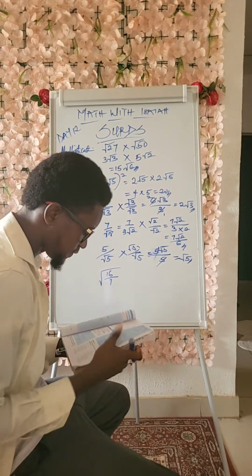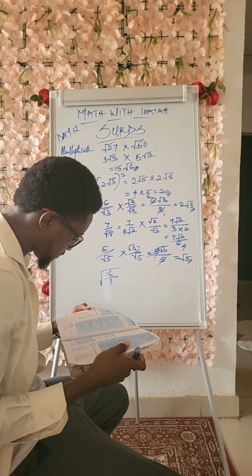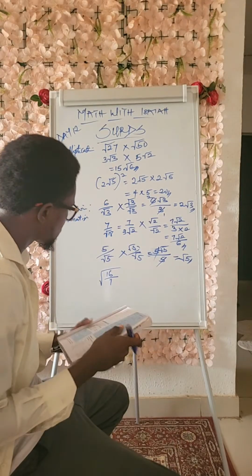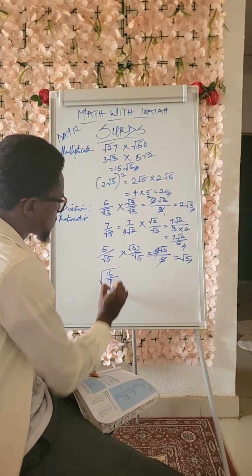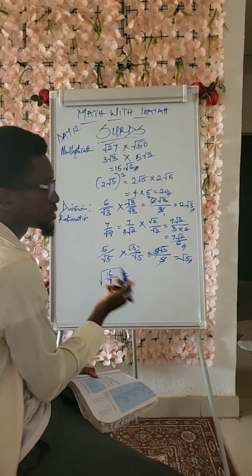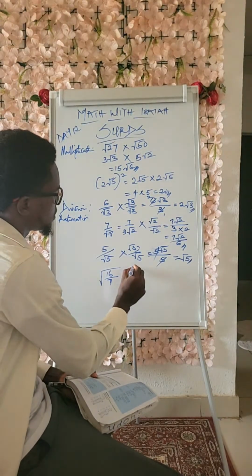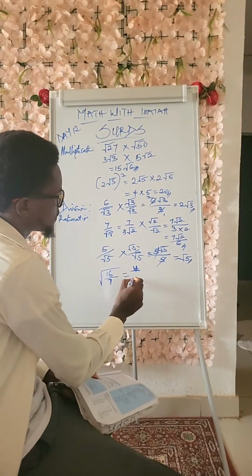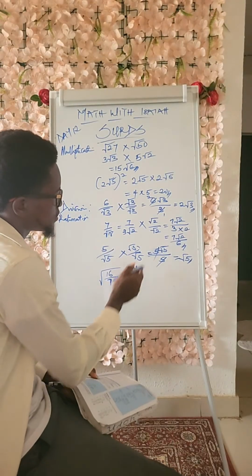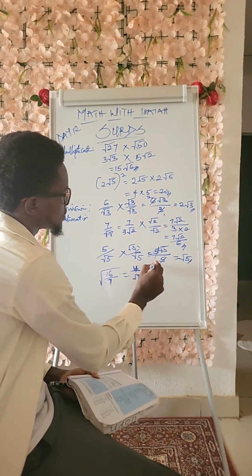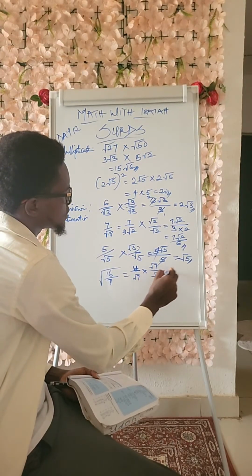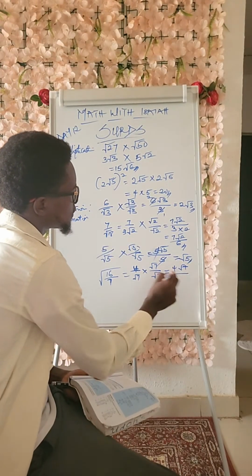Okay, there's still a few other topics, a few other sides of it I might want to touch. Now, square root of 16 over 7. Square root of 16 is what? 4, over root 7. Right? Then you multiply, as always, times root 7 over root 7. The answer is what? 4 root 7 over 7.